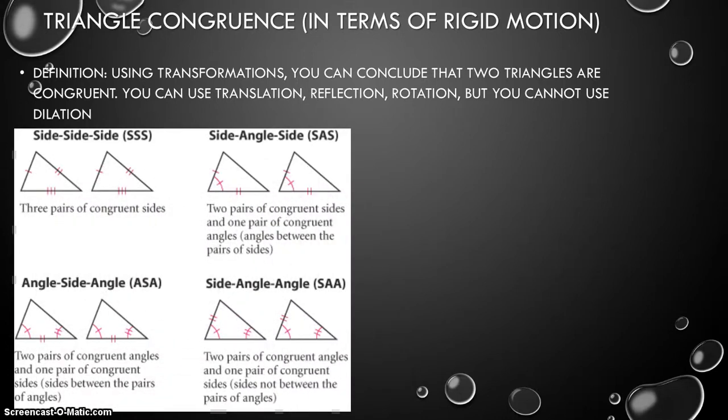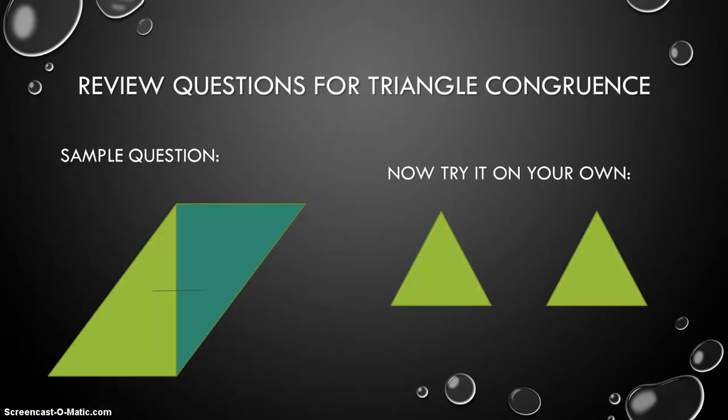And these are the four types of triangle congruence you see. There's side, side, side, with three pairs of congruent sides. Side, angle, side, where there are two pairs of congruent sides and one pair of congruent angles, with the angle between the sides. And then there's angle, side, angle, two pairs of congruent angles and one pair of congruent sides. And then side, angle, angle, two pairs of congruent angles and one pair of congruent sides, with the side not between the pairs of angles.